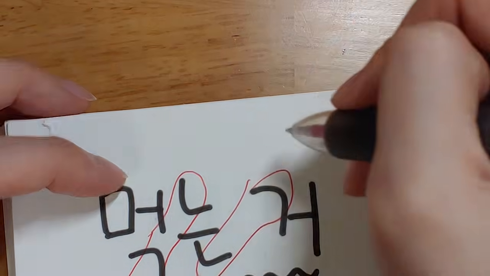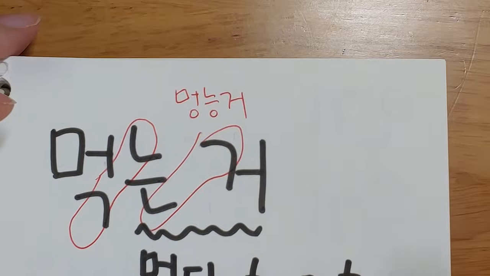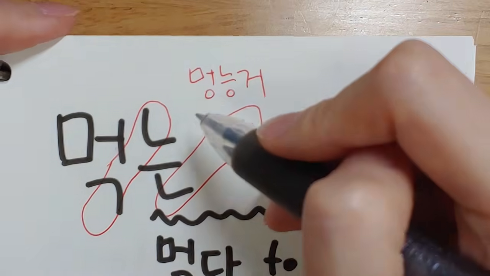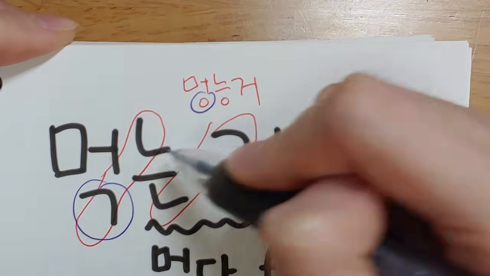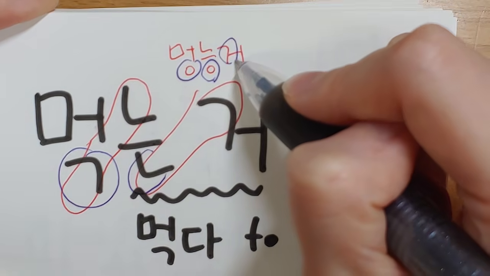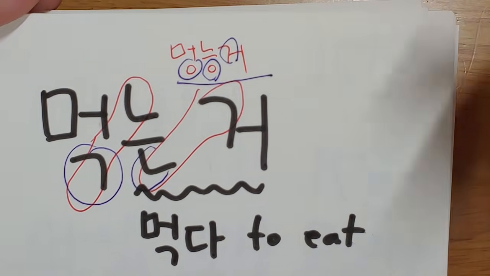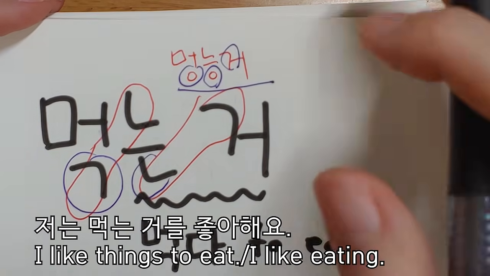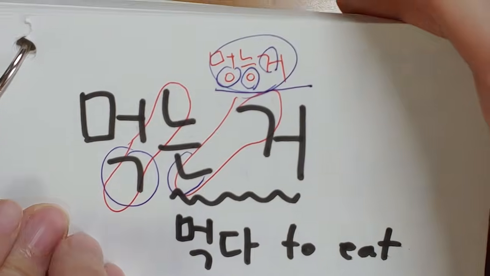먹는 거, 먹는 거, right? This softens to n when it meets n, right? And softens to ng when it meets k. So that's how it's pronounced. 먹는 거. 저는 먹는 거를 좋아해요. I like things to eat.